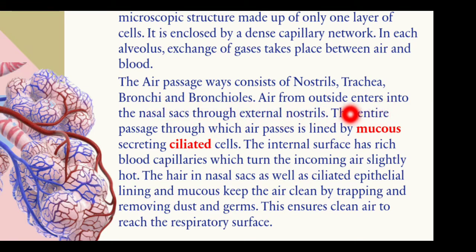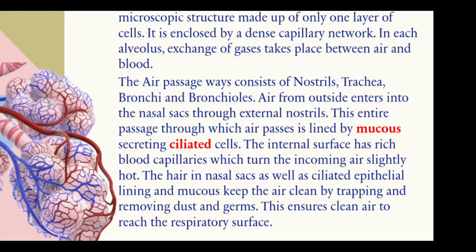Air from outside enters into the nasal sacs through the external nostrils. This entire passage through which air passes is lined with mucus and ciliated cells. So it has tiny hair-like structures, plus it has mucus. So this is a lubricant that lubricates your nose and the nasal cavity. The internal surface has rich blood capillaries which turn the incoming air slightly hot. So because of the presence of these blood capillaries, the air that enters our body becomes warmer than it is.